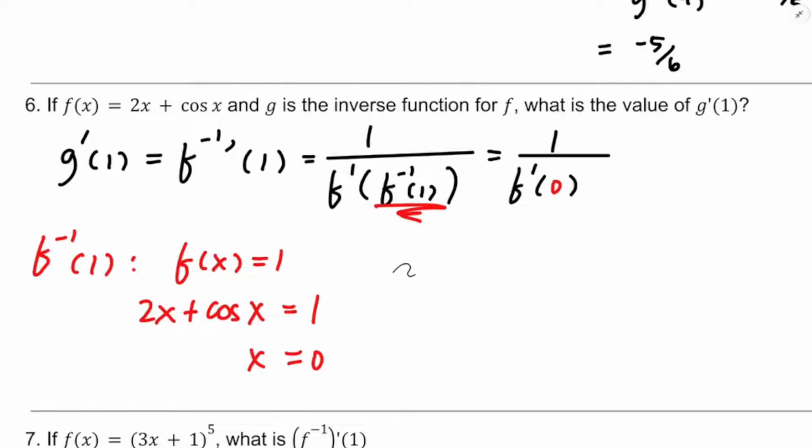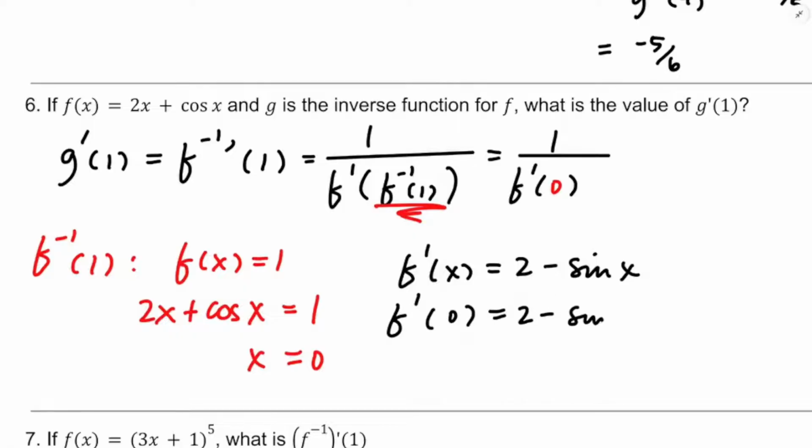And f prime of x, I can take that one off to the side. It's going to be 2 minus sine x. So f prime of 0, which is what I need to find, is going to be 2 minus the sine of 0, and that'll be 2.